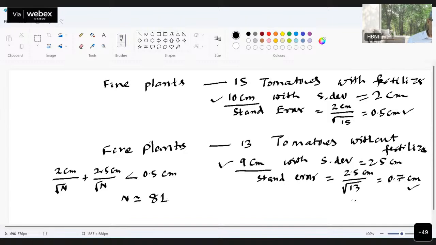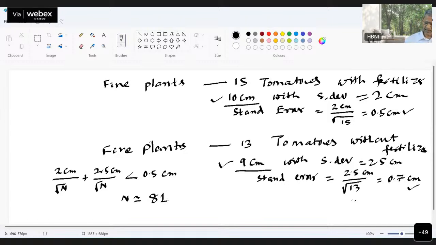Okay. So that means if you want to increase your accuracy, you have to take more number of tomatoes. Or similarly, in an experiment, suppose you want to improve your accuracy, you have to take more number of sampling. So that is the bottom line.